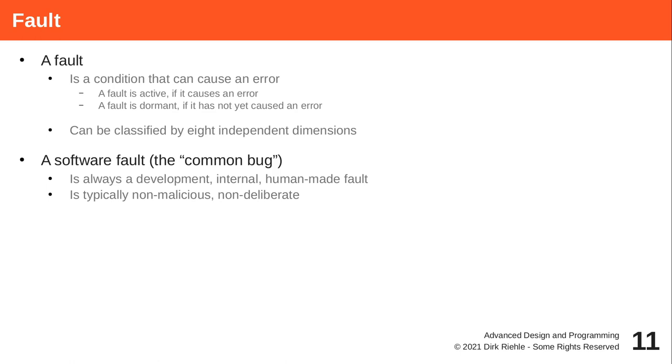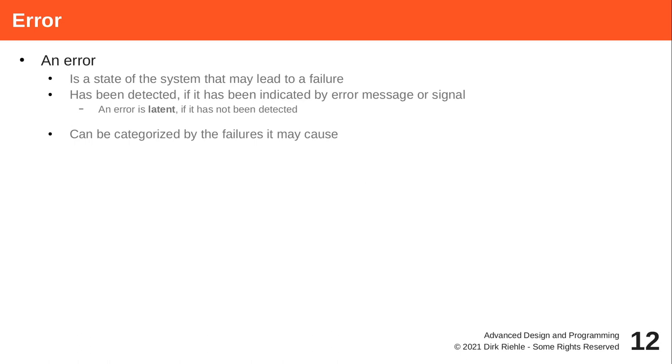A fault is something that can cause an error. So it's not the error itself yet, it's not the erroneous state, but rather it is something that can cause it. In software terms, in programmers' terms, the software fault is the common bug, something wrong in your code. Other forms of faults would be poor user input that leads the system into an erroneous state. But we care about a programmer making a mistake, since that is so common, and then the question becomes how to deal with it. The fault is in the code, and that's where it resides.